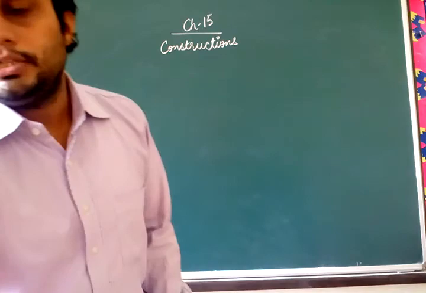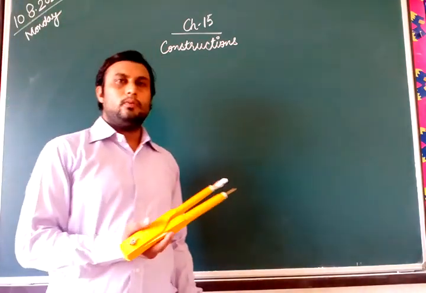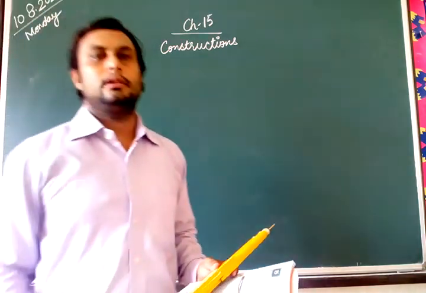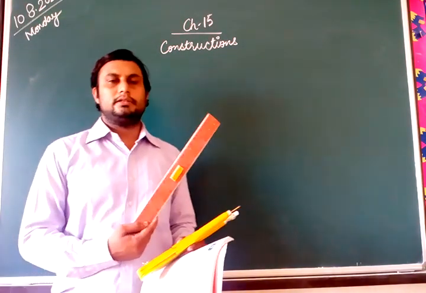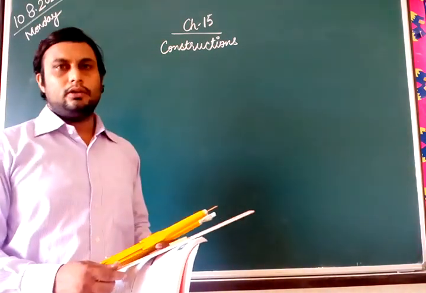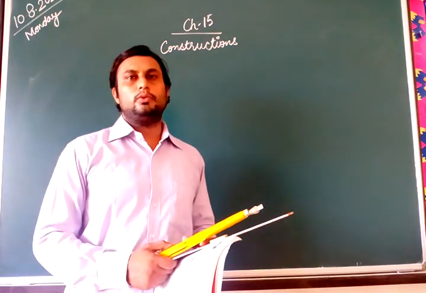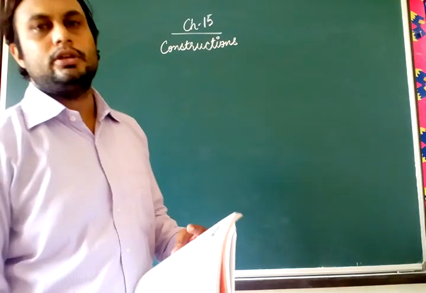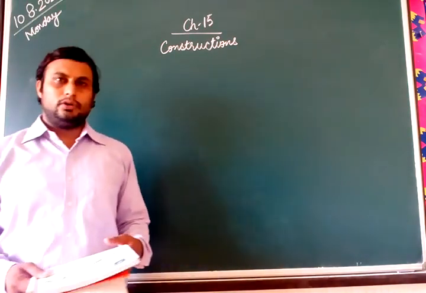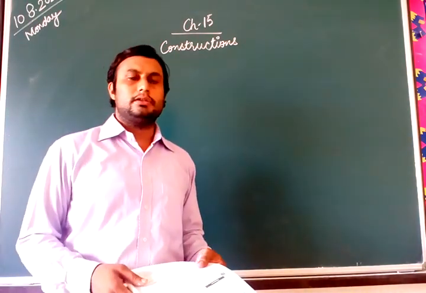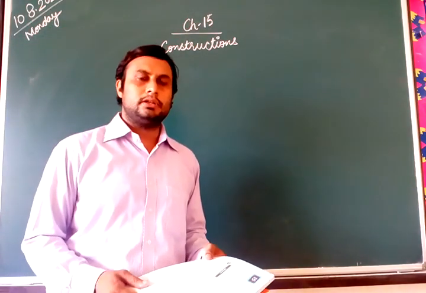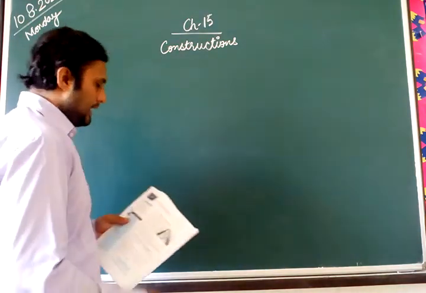Have you seen this? What is this? It is a compass, and you are also familiar with this. This is a ruler, or in simple terms we call it a scale. These are the things by which you can draw in constructions. These are basically the things used in construction. First, construction of a line segment.